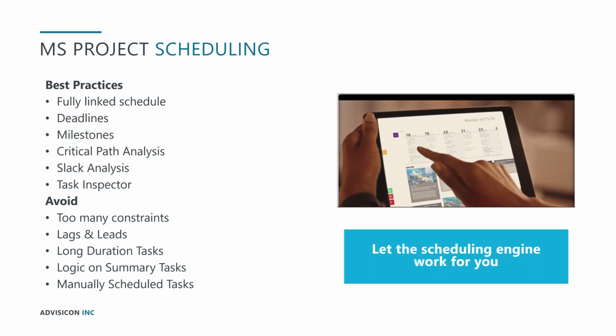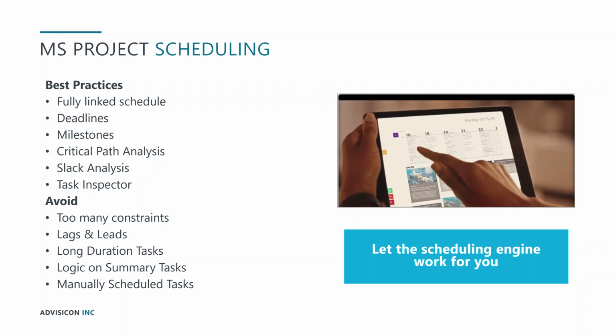We want to avoid logic on summary tasks. We want to keep our summary tasks what they are, just summaries. So they should just roll up the information from the tasks below them. We don't want to have logic on our summary tasks. And we've talked about before, we don't want to have assignments on our summary tasks either. But today we'll focus on not having logic on our summary tasks. I'll show you some examples of that too.